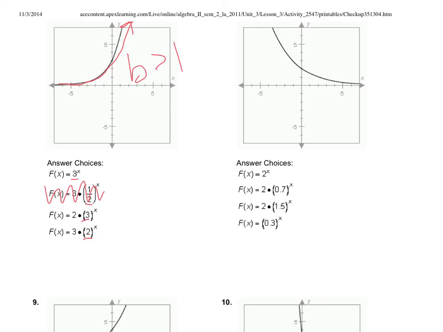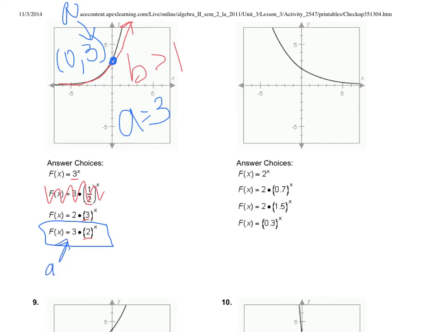Second thing we're going to look at is our y-intercept. This is our y-intercept at 0, 3. So what that tells us is that this value here is our a. It's going to be what's multiplied. So a is going to equal 3. That means our answer choice has to be the fourth one because it's the one in the form of a times b to the x.